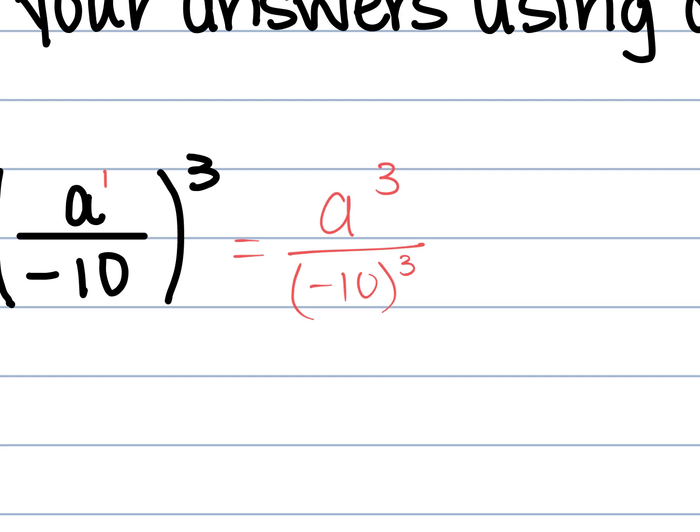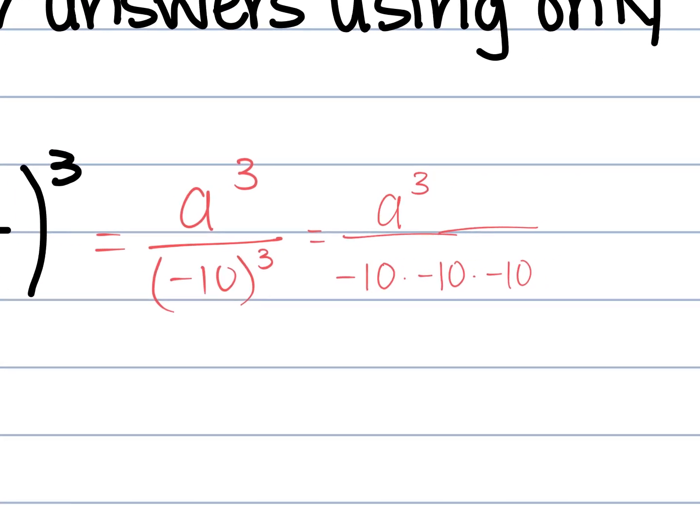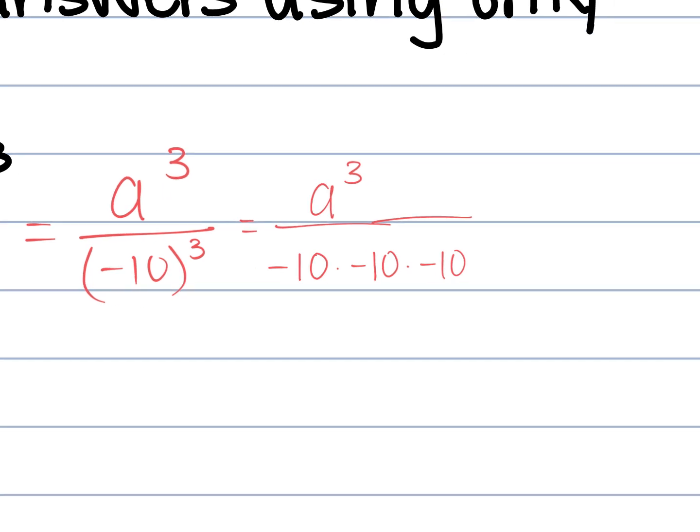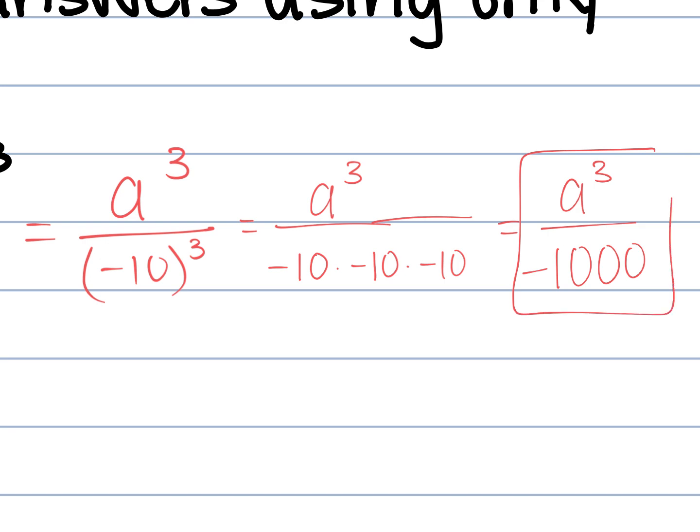Can we evaluate negative 10 to the third? Let's evaluate negative 10 to the third first. So it'd be a to the third over negative 10 times negative 10 times negative 10. Well, 10 times 10 times 10 is 1,000. Does it stay negative or does it change to positive? It's still negative because there are 3 of them. So it'd be a cubed over negative 1,000.